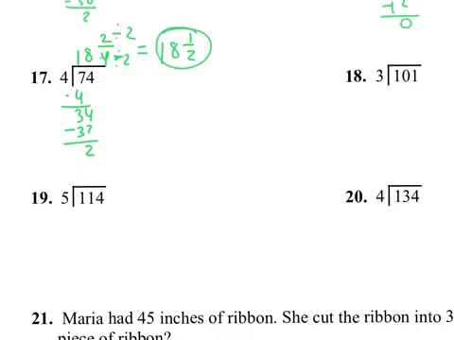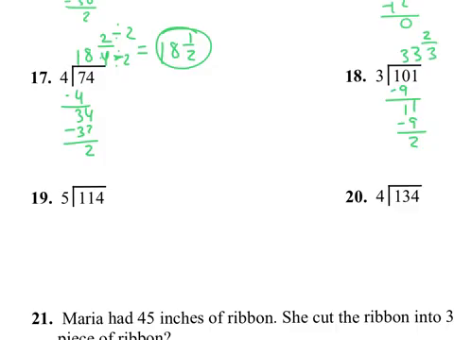Number 18. How many times will 3 go into 1? 3 won't go into 1. So how many times will 3 go into 10? 3 will go into 10 3 times. 3 times 3 is 9. Subtract those. I get 1. Bring down the 1. How many times will 3 go into 11? 3 will go into 11 3 times. 3 times 3 is 9. Subtract those. I get a remainder of 2. So my answer so far is 33 and 2/3.